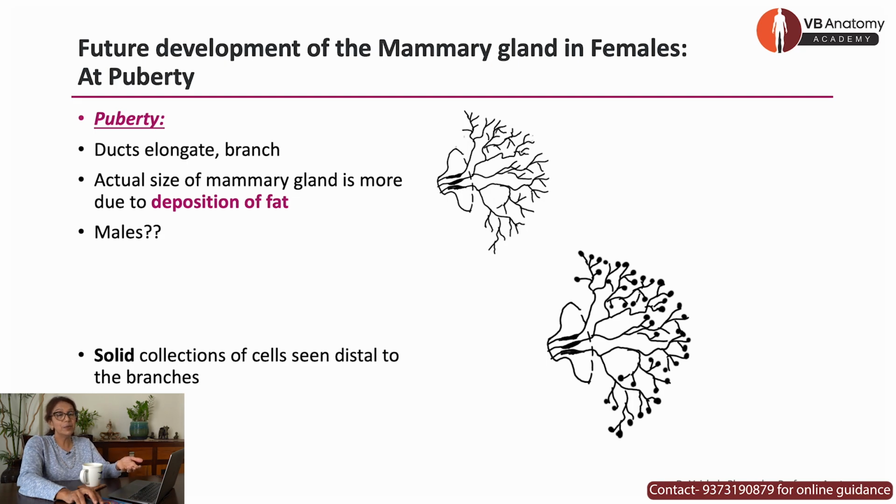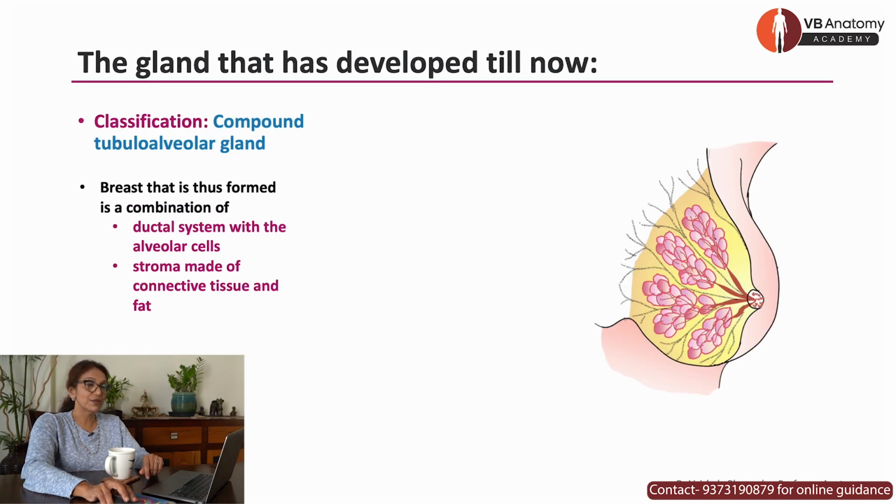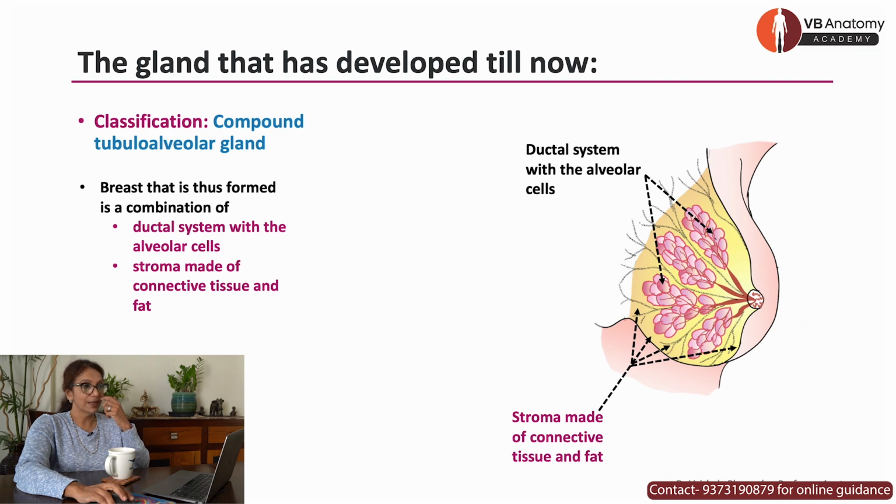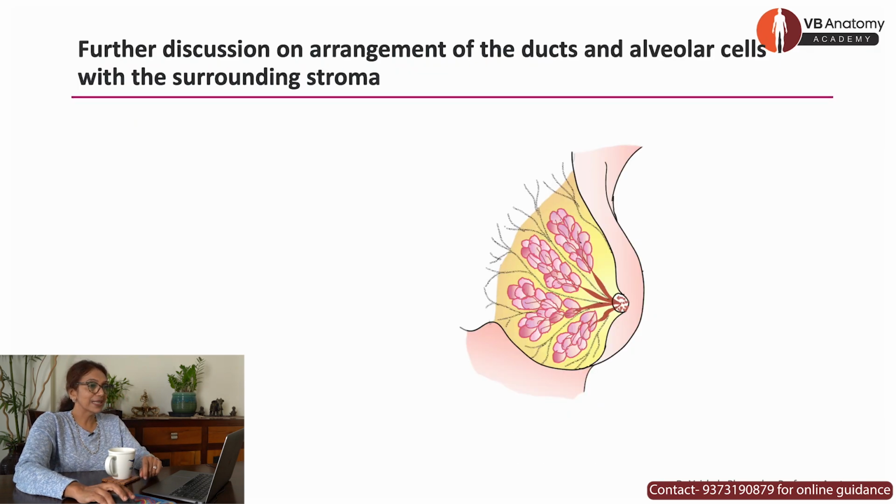Is this a developed breast? Not at all. This is an incompletely developed breast, whose development will complete only after she becomes pregnant and goes to lactation. So what is the gland we've developed? We saw that it's a compound tubular alveolar gland consisting of a ductal system of parenchyma and a stroma which is supporting it. Let's learn a little bit more about this gland.